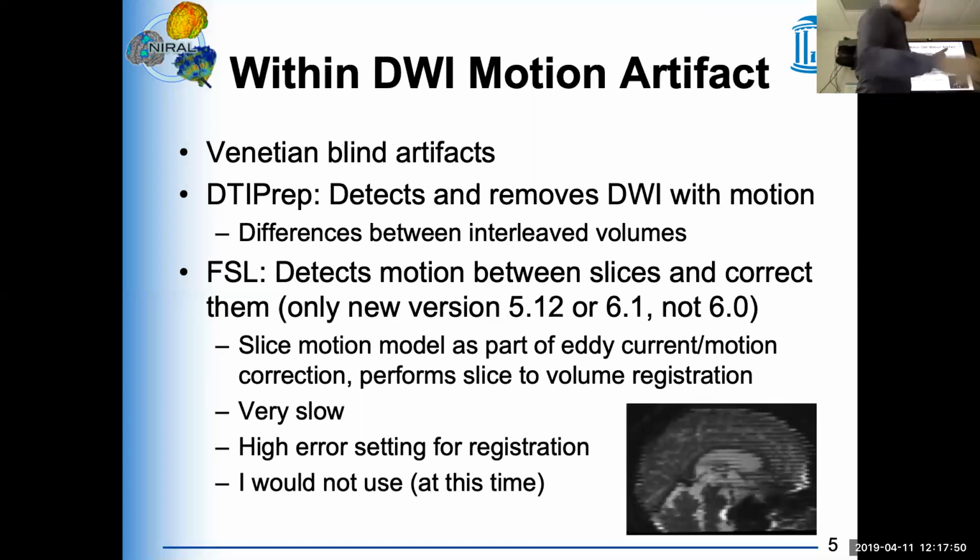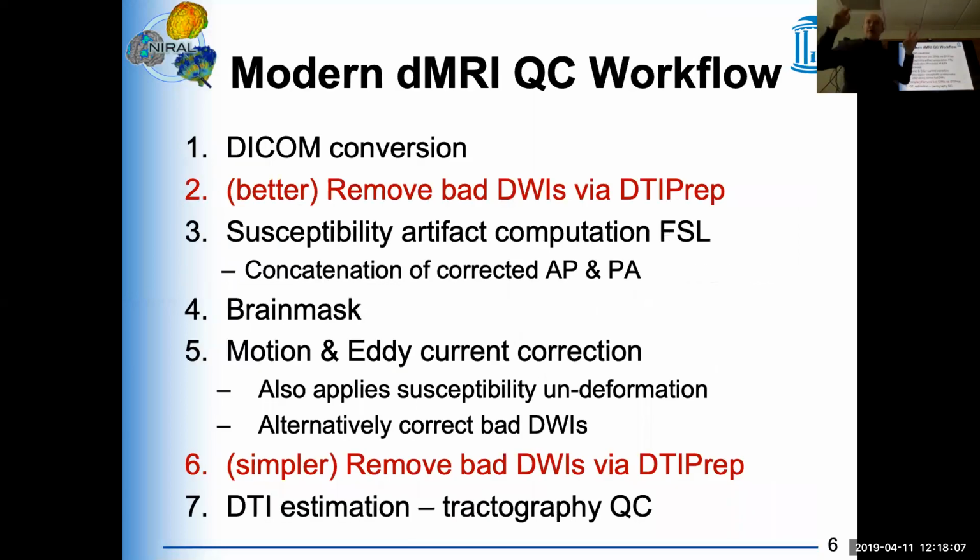All right, so we have a whole slew of slice-wise artifacts. We have motion artifacts. We can either correct them or we can throw them out. So now we can use either DTIPrep or FSL to do all these kinds of things. Now, if I put it together, what would a modern, up-to-date diffusion MRI QC workflow look like? Modern meaning today. If I would have given this talk last October, this would have looked different. So this is updated because we have the new version of FSL.